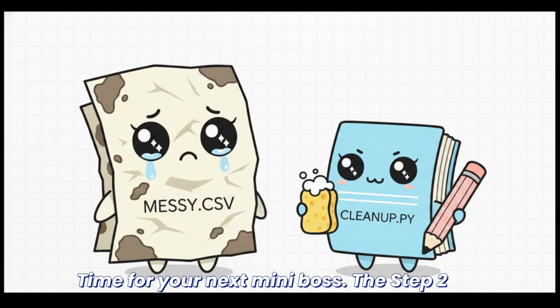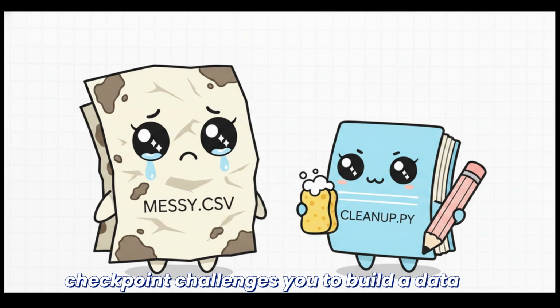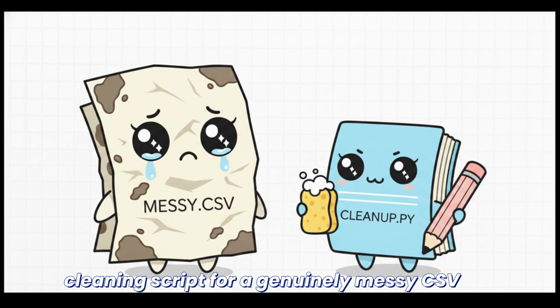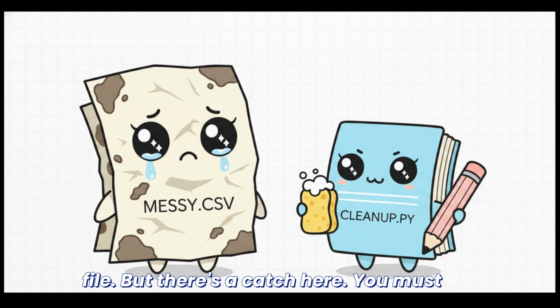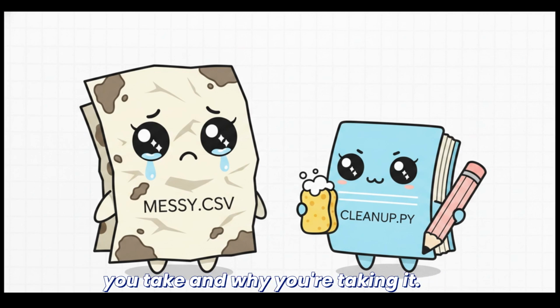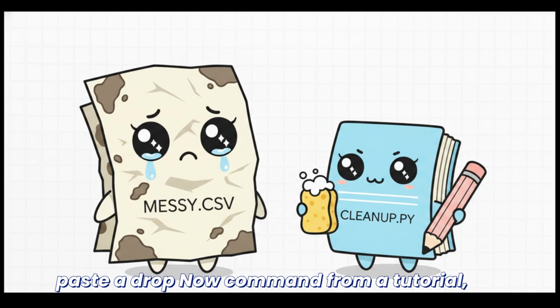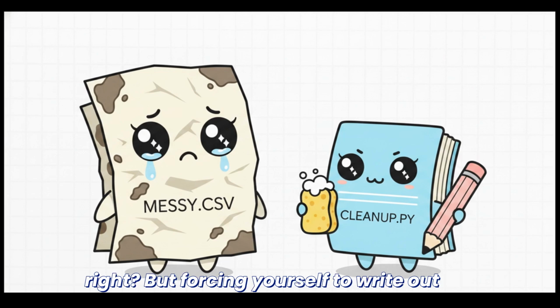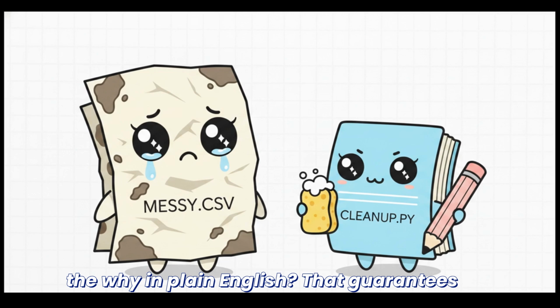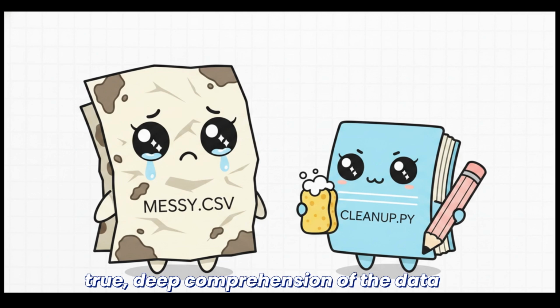Time for your next mini-boss. The Step 2 checkpoint challenges you to build a data cleaning script for a genuinely messy CSV file. But there's a catch here. You must add comments explaining every single step you take and why you're taking it. Because look, anyone can just copy and paste a dropna command from a tutorial, right? But forcing yourself to write out the why in plain English, that guarantees true, deep comprehension of the data cleaning process.